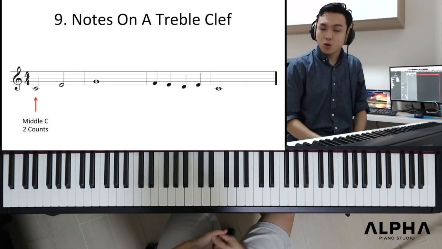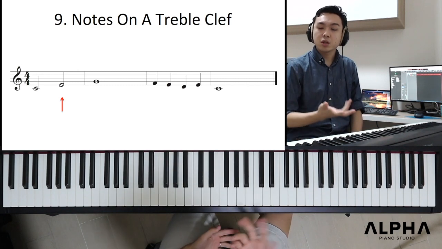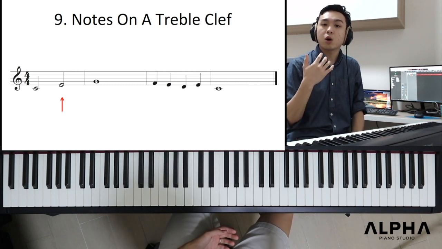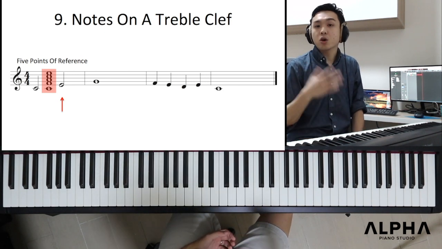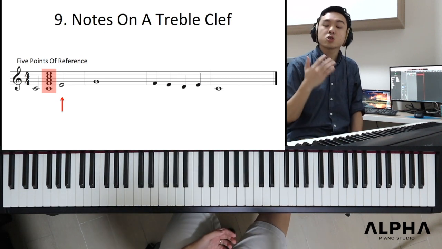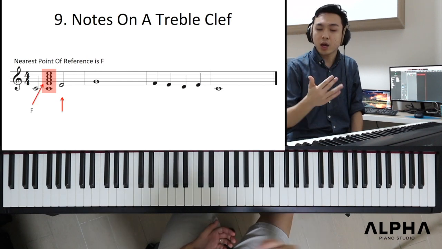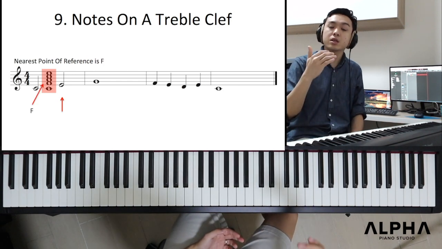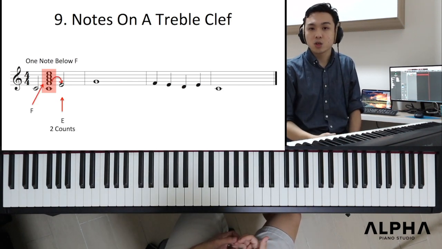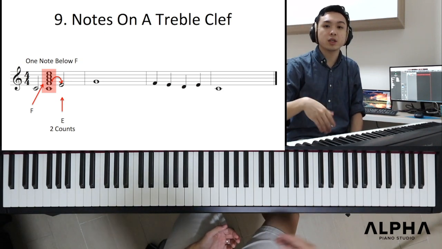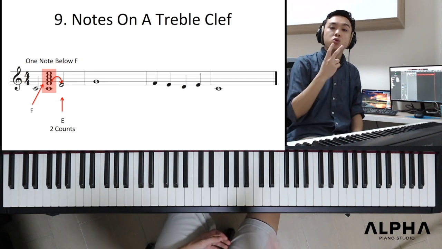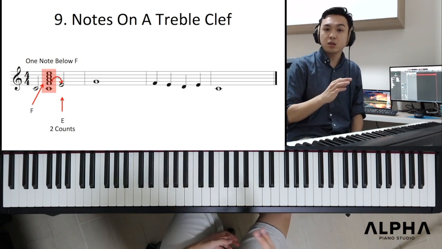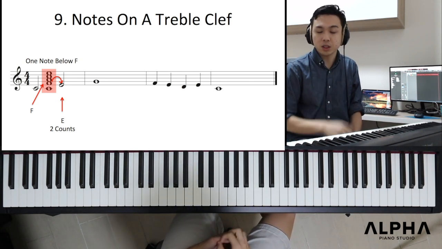Now, let's go on to the next note. So to figure out this note, we would have to recall our 5 points of reference, which is your middle C and your FACE in the space. And the closest point of reference is your F note. And you can see that this note is 1 step below F. So that will be the alphabet that's before F, and that's E. So we know that it's an E note, and it's for 2 counts because it's a circle and a tail without any shading in the circle.